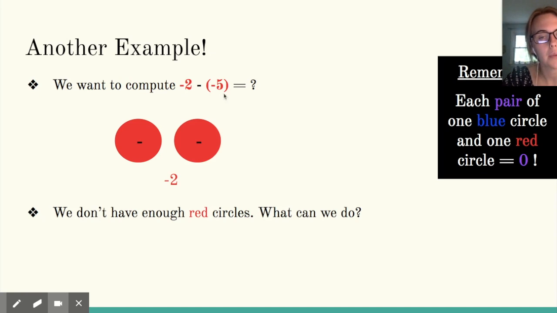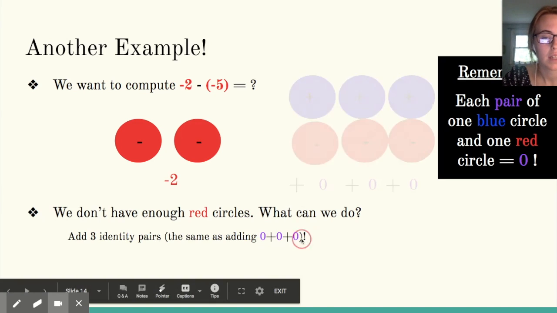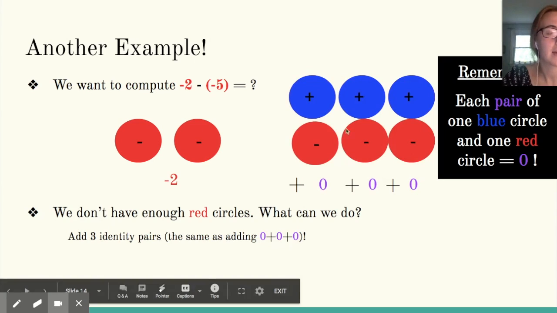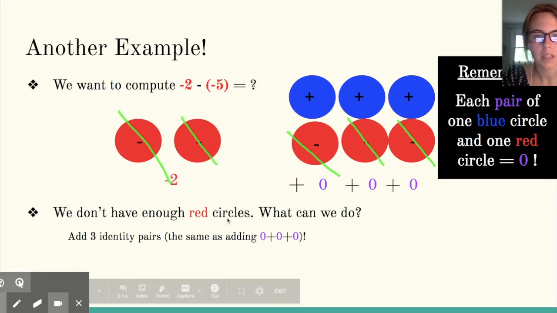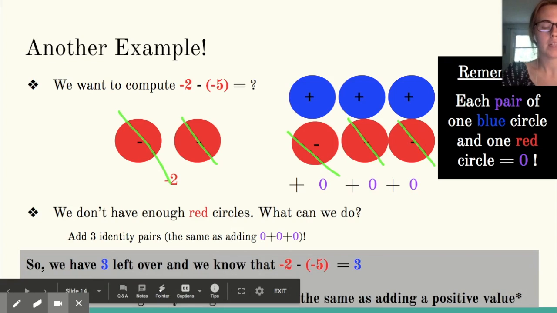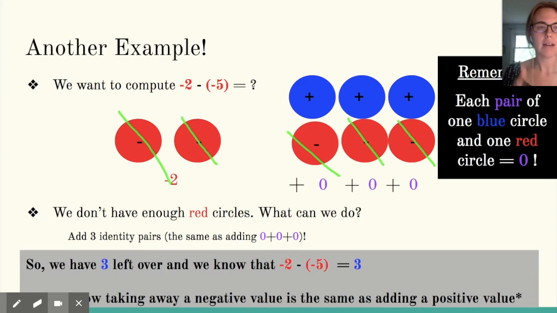If we're trying to take away -5, but we only have 2, we can add 3 pairs, and then we'll have 5 red circles that we can now take away. I can use our marker, and we're going to take away 5 red circles. Take away that negative, remove that debt, and then we're left with 3 blue circles. We can see that taking away those 5, removing that negative number, is the same as adding a positive value.